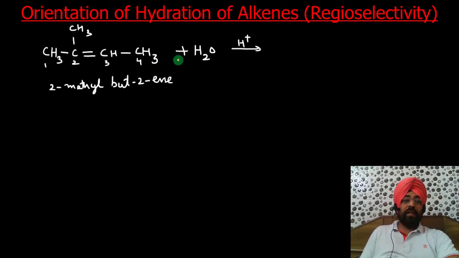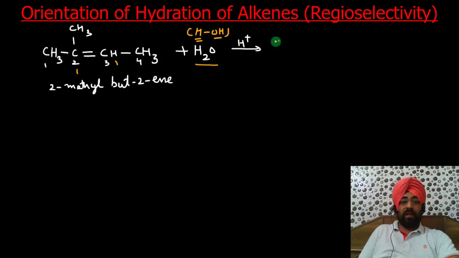First, let us simply apply Markovnikov's rule. Water we can write as HOH. It says that the positive part of this addendum is hydrogen and the negative part is OH. So H will go to that carbon of the double bond which has the higher number of hydrogens. So H will go here, OH will go here.